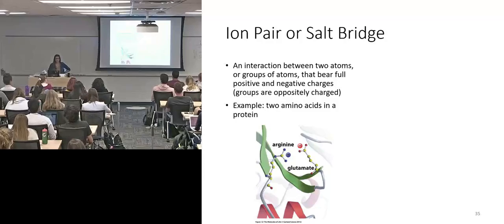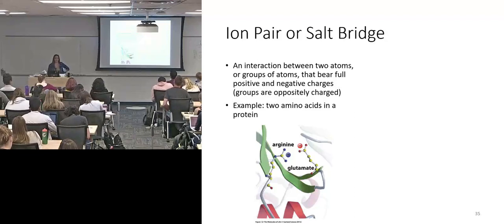Okay, so switching gears away from van der Waals, now we're going to talk about something called an ion pair or a salt bridge. Ion pair and salt bridge are interchangeable terms. They mean the same thing. I will use them interchangeably. They are not an ionic bond, okay? We talked about an ionic bond earlier.